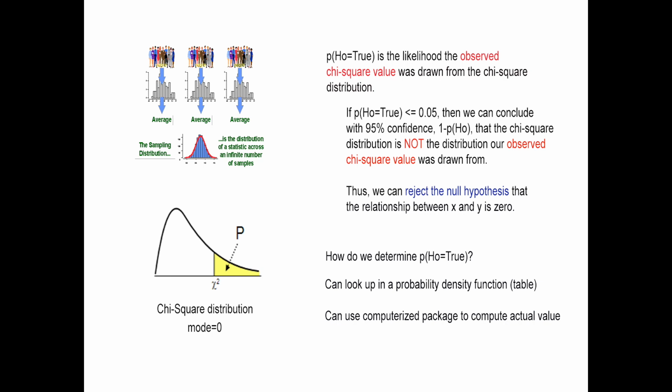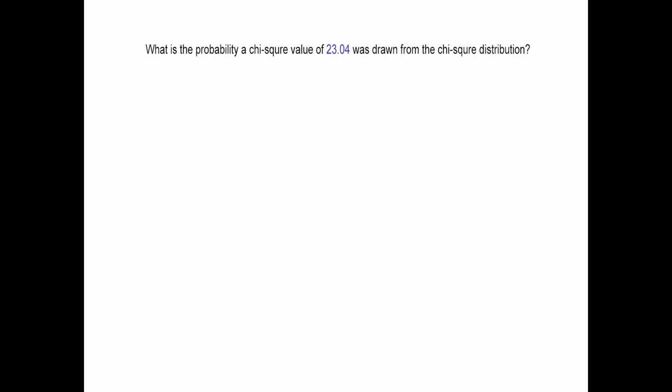Let's take a look at how we calculate pH0 using a table first. So recall from our example in our last video that our observed value of chi-squared was 23.04. Our question then is, what is the probability of drawing a chi-squared value of 23.04 from the chi-squared distribution?